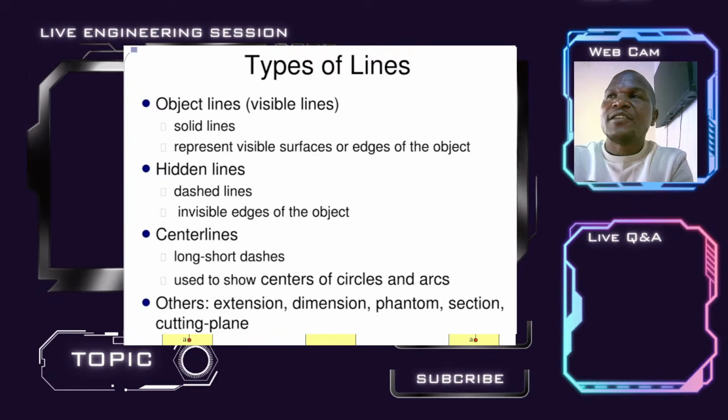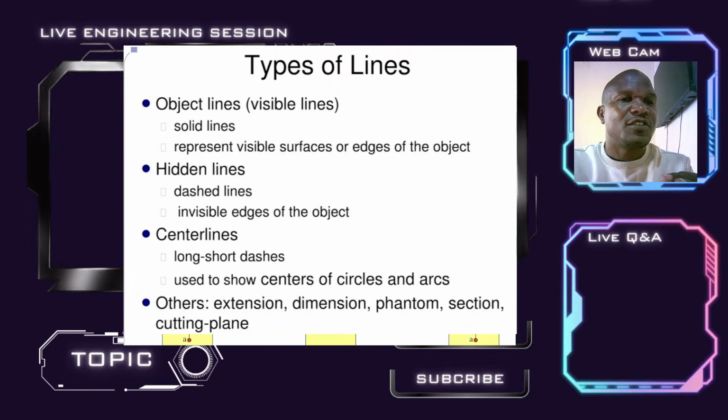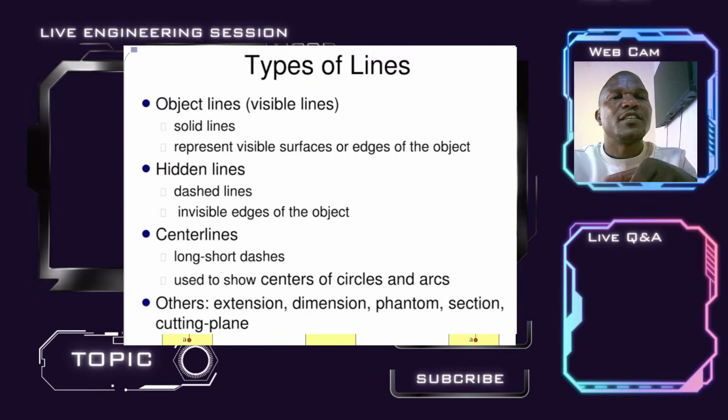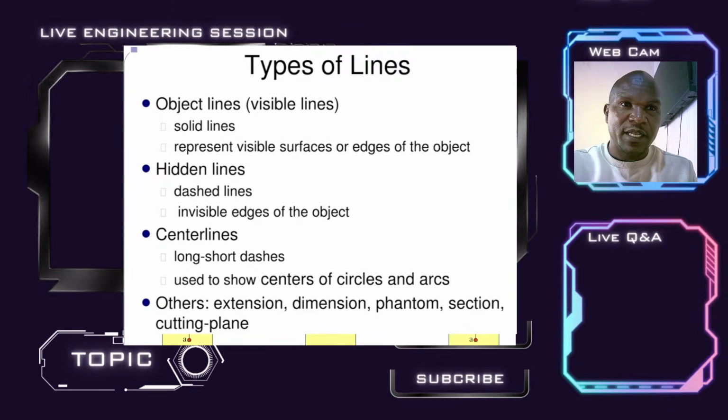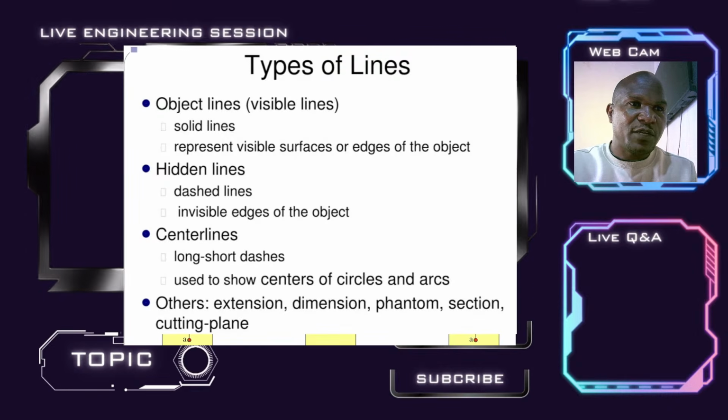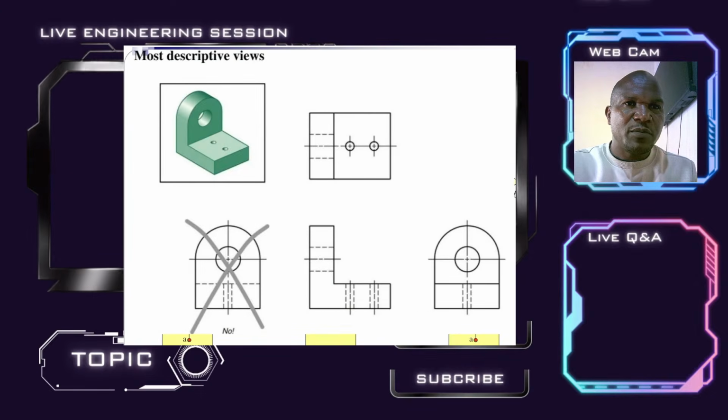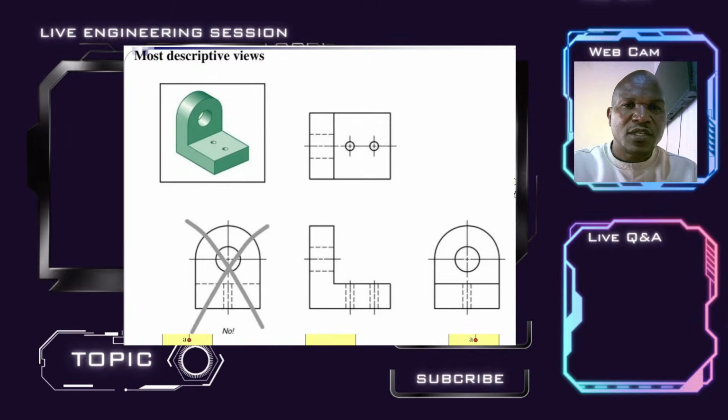These are used to illustrate or to show hidden features or invisible edges of specific objects. Like when we have a hole, we've just seen here in most cases. I've just used that one to illustrate. Let me just go back again quickly because it's important. As you can see in the front view, the hidden lines here. This is a very good example.